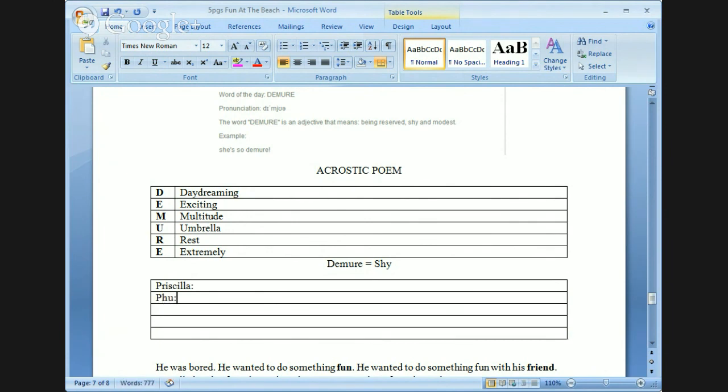Fu, thinking in English, use the words. Shall we use shy or demure? Oh, well, demure. I should have said demure. Thank you. Okay. Okay, Fu, you may start.